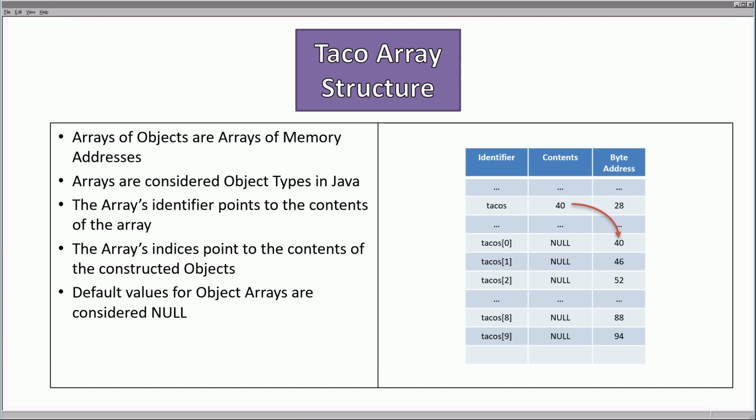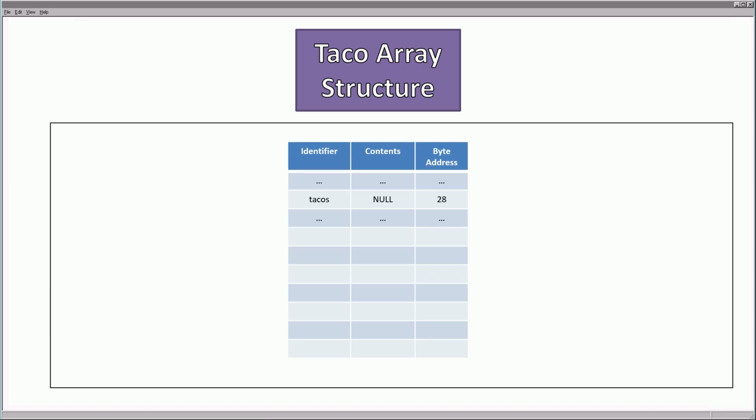So when this array is constructed, all of the information, all of the objects are initially set to null. Going into more detail, the name of our identifier, the name of our array is tacos. So when we use that reserved word new and we construct it, and let's say we use the default size, which is 10, when we use that word new and we construct 10 elements, it looks something like this. And then once again, the identifier tacos references the contents of the array. It points to the first element.